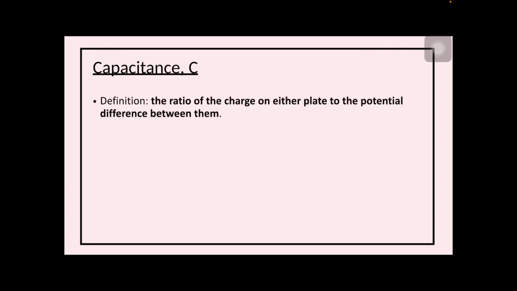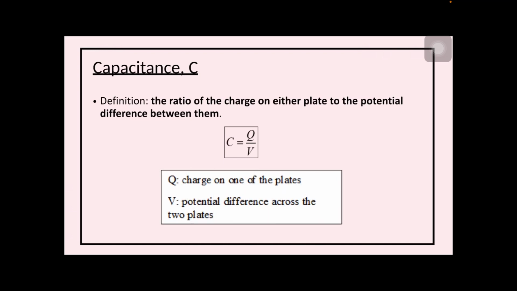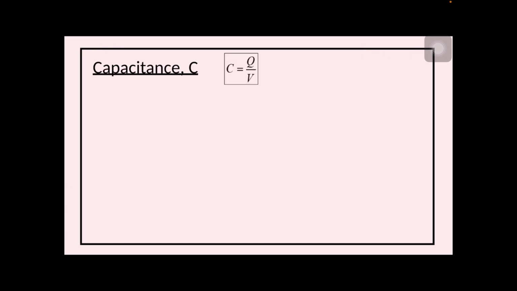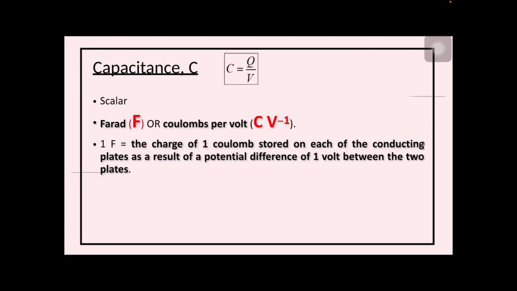Capacitance. The symbol is C. It is the ratio of the charge on either plate to the potential difference between them, where the formula is C equals Q over V. Q is the charge of one of the plates and V is the potential difference across the 2 plates. It is a scalar, and the unit for capacitance is farad or coulombs per volt.